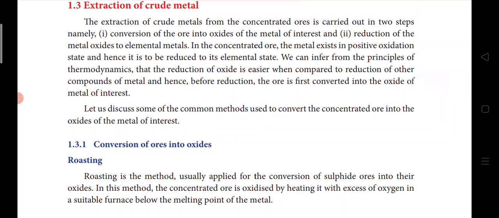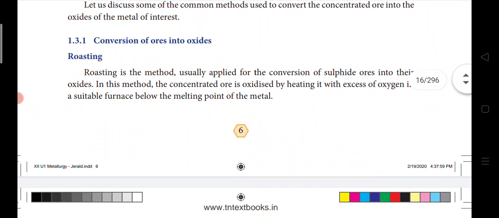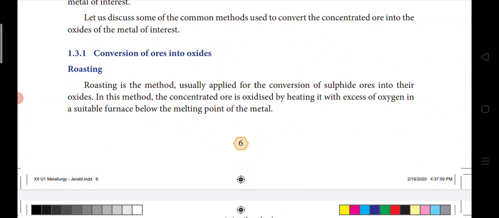Okay, so we will see the first step, conversion of ores into their oxides. We have many methods. One type of method is roasting. Roasting is a method usually applied for the conversion of sulfide ores into their oxides. So here the sulfide ores will be converted into their oxides, because roasting is done in the presence of air, that is, in excess of oxygen.